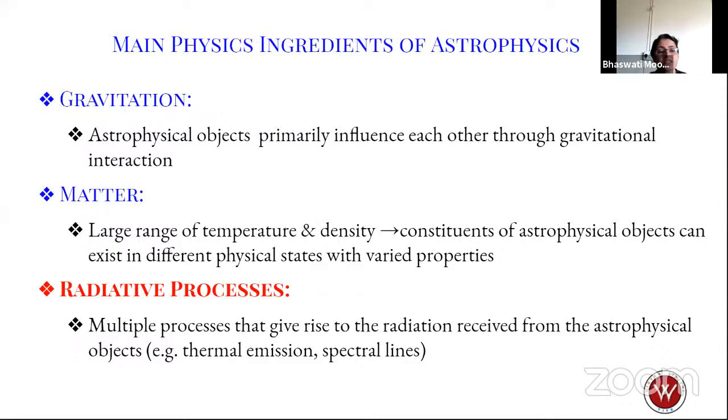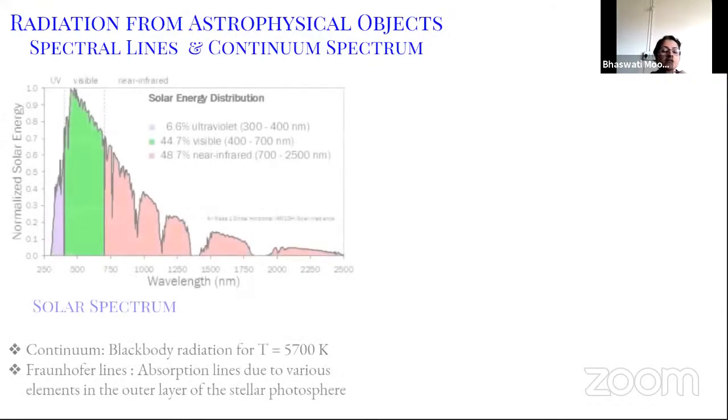By that I mean the processes which give rise to the radiation that we observe or measure, because that's the probe that we are using. So now there are different types of radiation which we receive from the astrophysical objects.